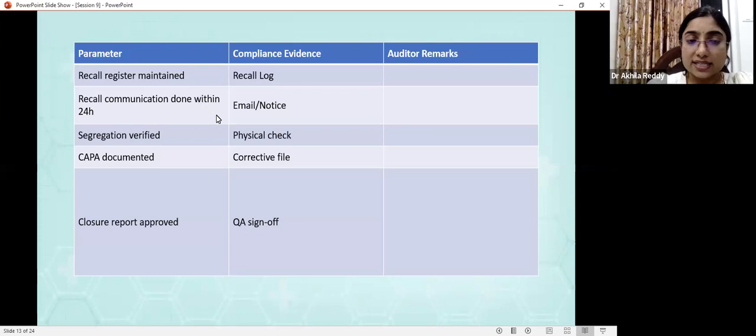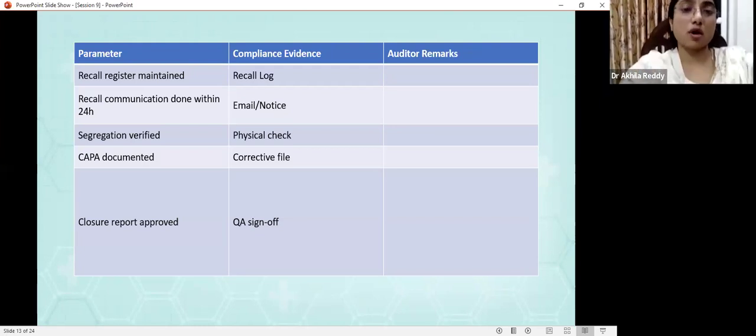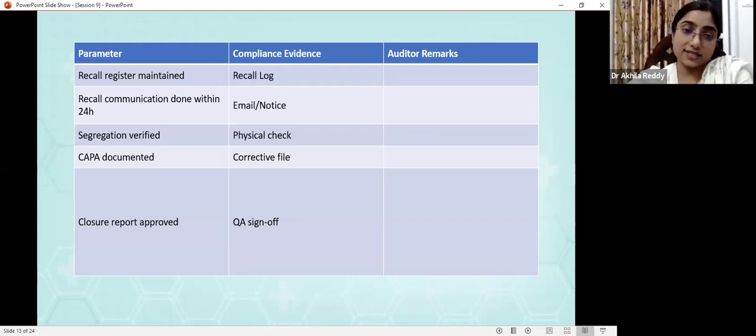Next is recall communication done within 24 hours. Yes, they'll say that we have taken paracetamol, for example. Then the paracetamol register is being maintained, that is the drug recall log. If the drug recall log is there, but they are still saying verbally that it is communicated to all the patients, all the clinicians and the healthcare professionals, there should be some evidence. It might be an email, it might be a circular, or whatever notice, that should be there.